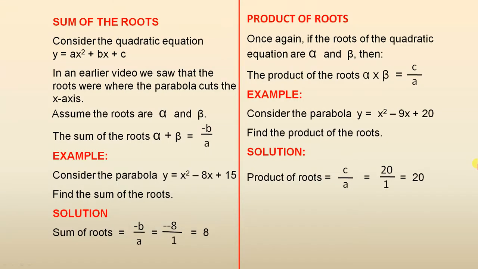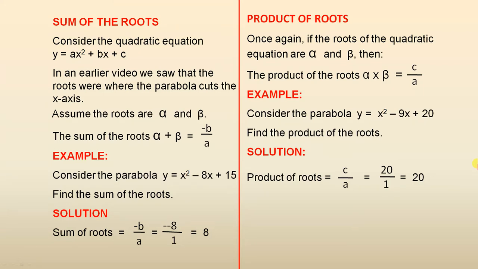Sum of the roots. Consider the quadratic equation y equals ax squared plus bx plus c. In an earlier video we saw that the roots were where the parabola cuts the x-axis. Assume the roots are alpha and beta. The sum of the roots, alpha plus beta, equals minus b over a.